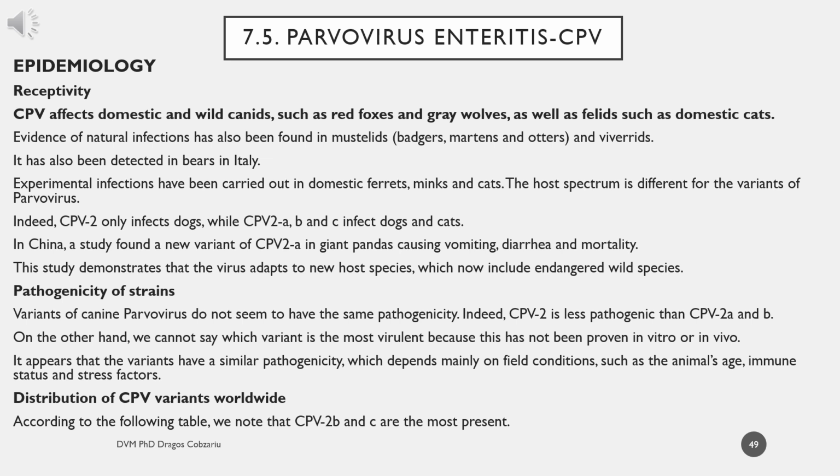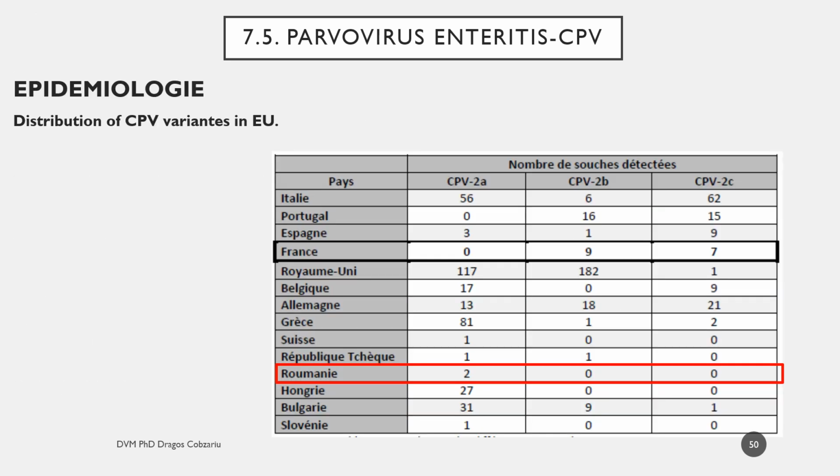Indeed, CPV2 is less pathogenic than CPV2A and B. On the other hand, we cannot say which variant is the most virulent because this has not been proven in vitro or in vivo. It appears that the variants have a similar pathogenicity, which depends mainly on field conditions, such as the animal's age, immune status, and stress factors. Distribution of CPV variants worldwide. According to the following table, we note that CPV2B and C are the most present.